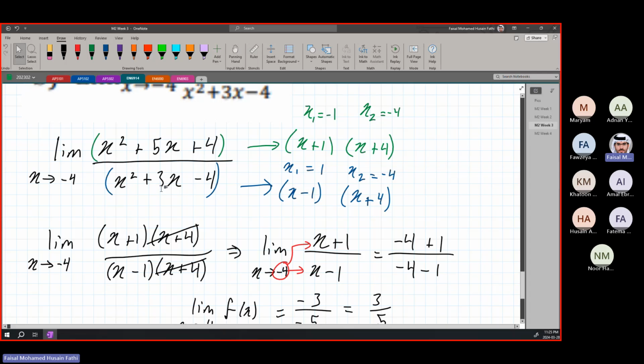Because it will give you undefined in the calculator because you cannot solve this equation if you are not canceling your x plus 4 and x plus 4, because we're doing limits here. In the calculator, you're not doing the limit, you're just doing solving of an equation directly. So when you're solving an equation directly, you will be substituting minus 4 here and the answer in the denominator comes out 0 in the calculator. So the calculator will find it as undefined.